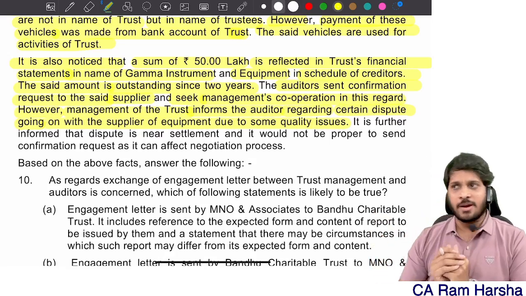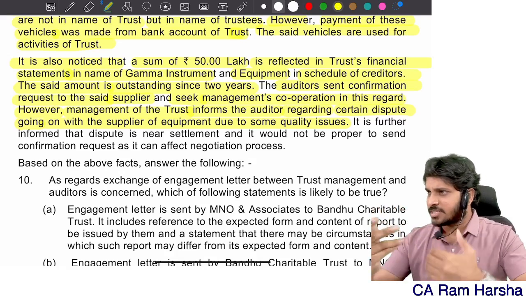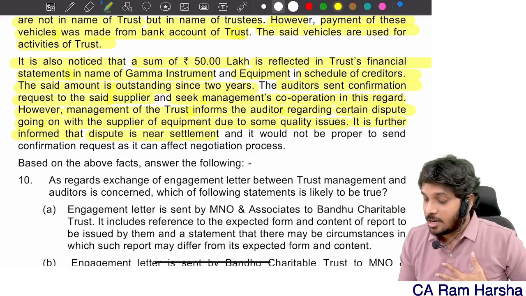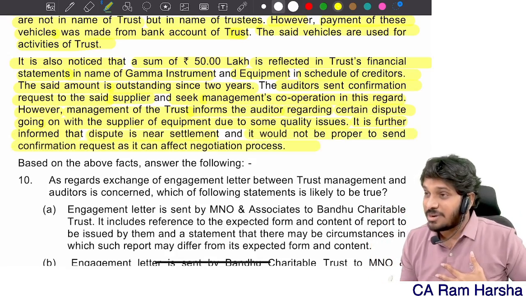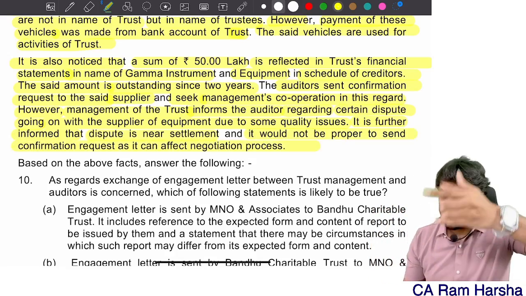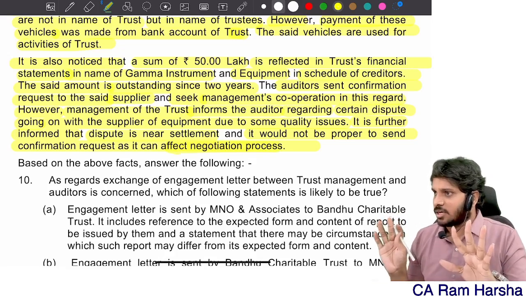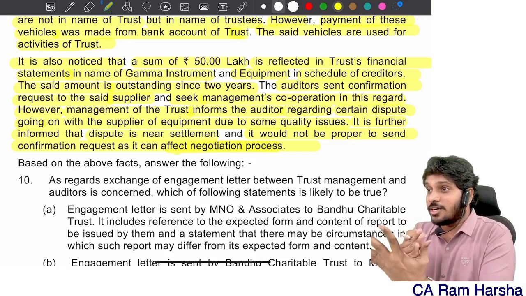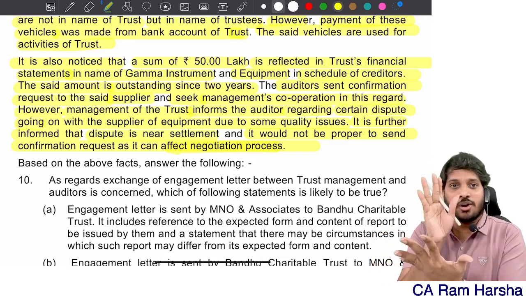Immediately what does management reply? No sir, please, there is a dispute going on with the supplier. Let us not go for external confirmation. It is further informed that the dispute is near settlement. It is not proper to send a confirmation at this moment, which can affect the negotiation process. So the company is requesting the auditor. When management refuses the auditor to go for external confirmation, what does the auditor have to do?